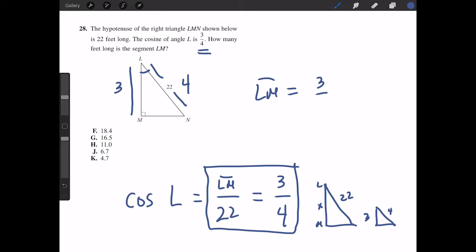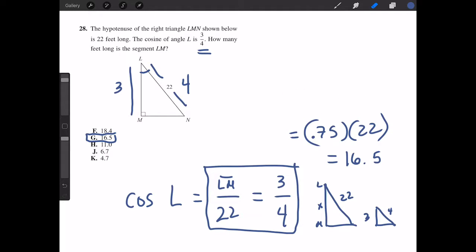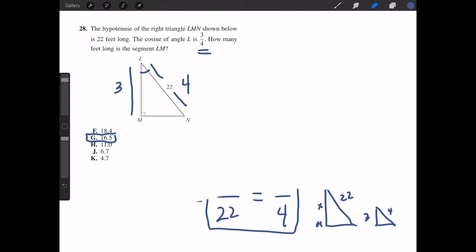So the segment LM is going to be equal to 3/4 times 22. Now this is equal to 0.75 times 22, which is of course equal to 16.5, which is choice G. Now the other thing you could have done is the following.